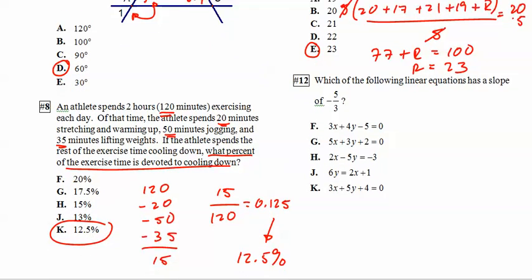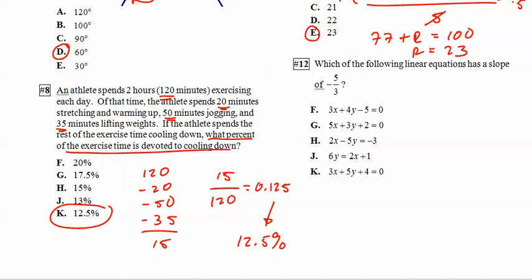Which of the following linear equations has a slope of negative 5/3? Well, we've got to solve for y. This is going to be negative 3/4, I think. I'm going to ditch it. You can ignore all of these b values. They don't mean anything for slope. This looks like it will probably be the answer.